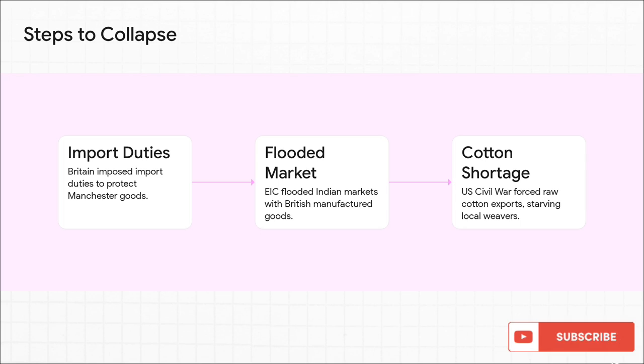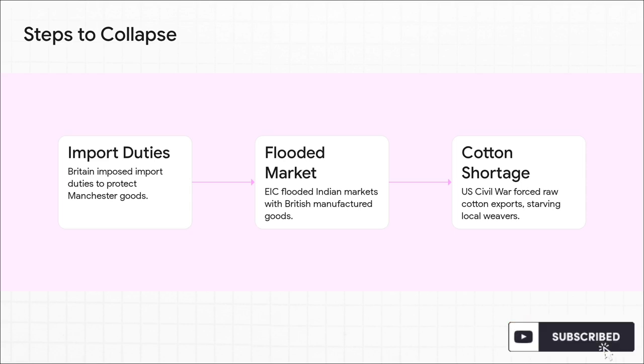The British took 3 very specific steps to crush the Indian textile market. First, under pressure from their own industrial groups, Britain imposed import duties on cotton textiles. This was just to protect their own Manchester goods from competition. Second, the East India Company flooded Indian markets with cheap British-manufactured goods, which obviously shrank local demand.